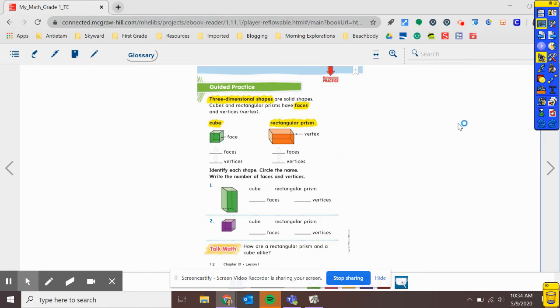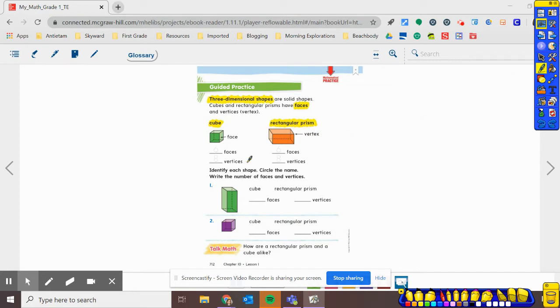So let's see how many faces each one of these 3D objects has. So let's look at a cube. How many faces does this cube have? Well, if I were able to sit in front of you and give you one, then you would be able to see that there are 6 different faces on the cube. So go ahead and trace that number 6. It's a very important number for you to remember. So there are 6 faces on a cube.